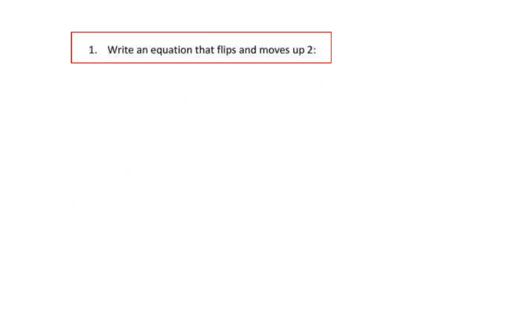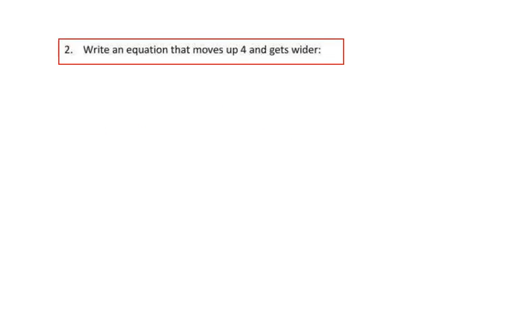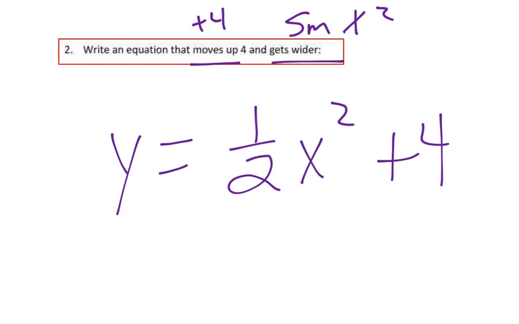Okay, so write an equation that flips and moves up 2. So it's going to start y equals. Flip means there's a negative in front of your x squared. Moves up 2 means add 2 at the end. So negative x squared plus 2. Write an equation that moves up 4 and gets wider. So this is going to be plus 4 at the end. And if it's going to get wider, you're going to have a small number with x squared. So y is equal to 1/2 x squared plus 4. It could have been 2/3 x squared, 7/8 x squared, anything that's smaller than 1.